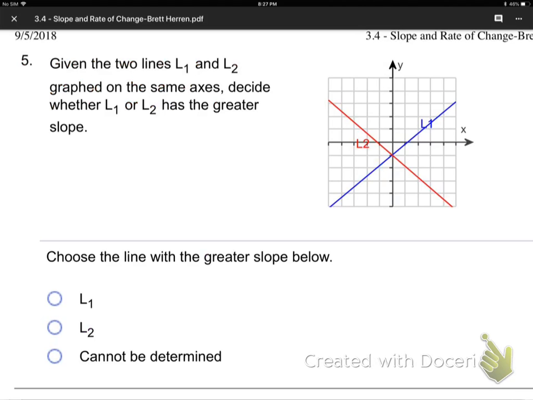So look at the blue, look at the red. You tell me, let's start with, line 1 is the blue. We'll start with the blue. So is the slope of the blue line positive or negative? Positive, because as you go to the right, it goes up. And is the slope of the red line positive or negative? Negative, because as you go to the right, it goes down. So which one has the greater slope? Line 1 or line 2? Line 1, the blue one. Because it's positive. Positive is bigger than negative. Good so far?